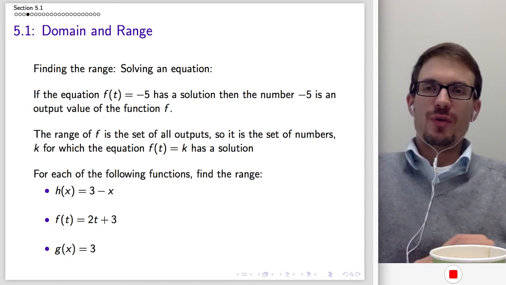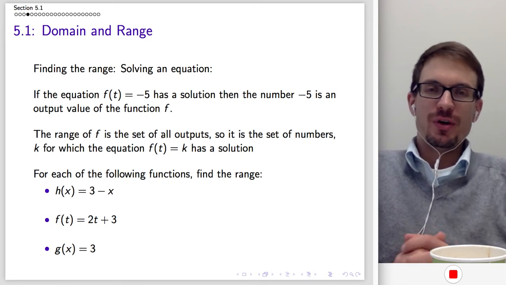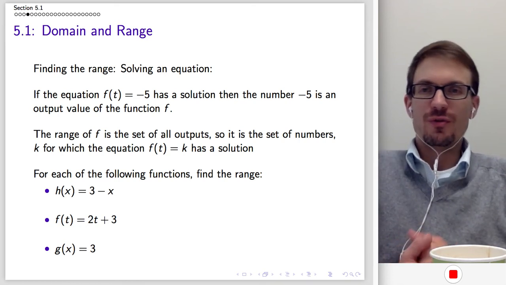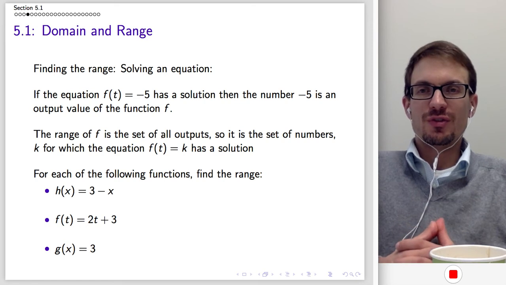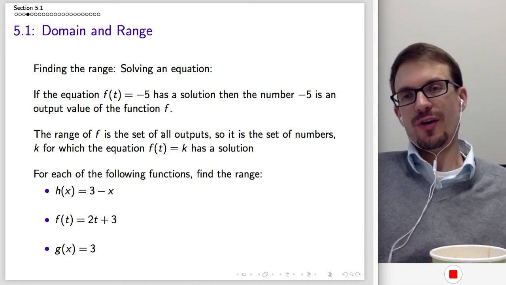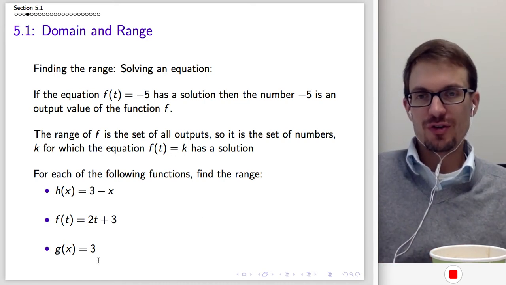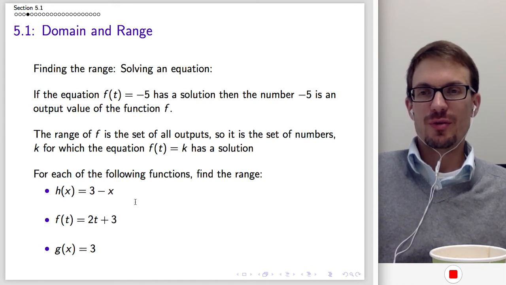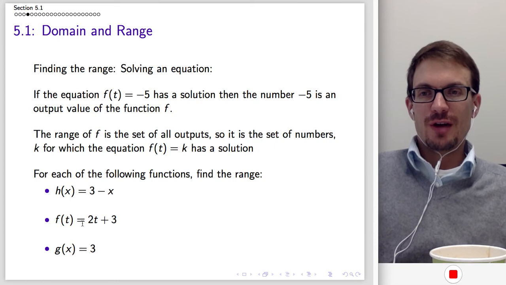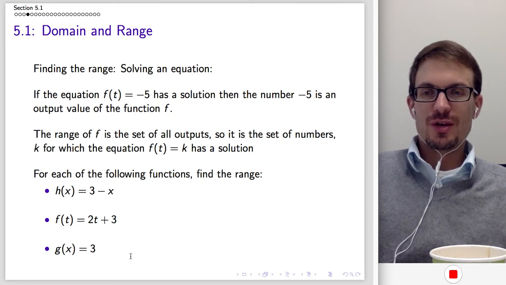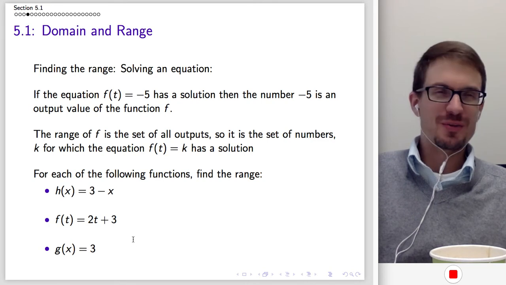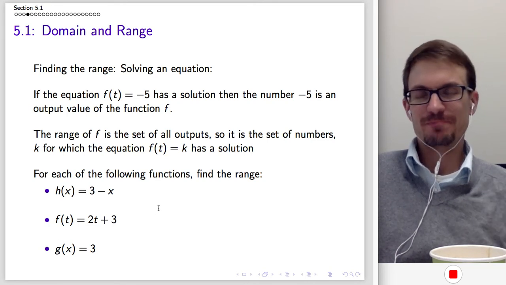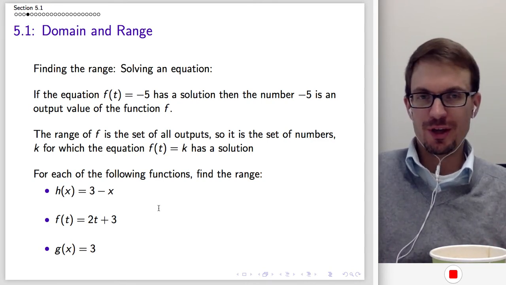Okay, so the range of f is the set of all outputs, so it's a set of numbers k for which the equation f of t equals k has some solution. So let's find the range for the following functions. Okay, so h of x is equal to 3 minus x, f of t is equal to 2t plus 3, and then g of x equals 3. So that's probably the most interesting to me, actually, this last one. All right, stop the video and think about what the range has to be.